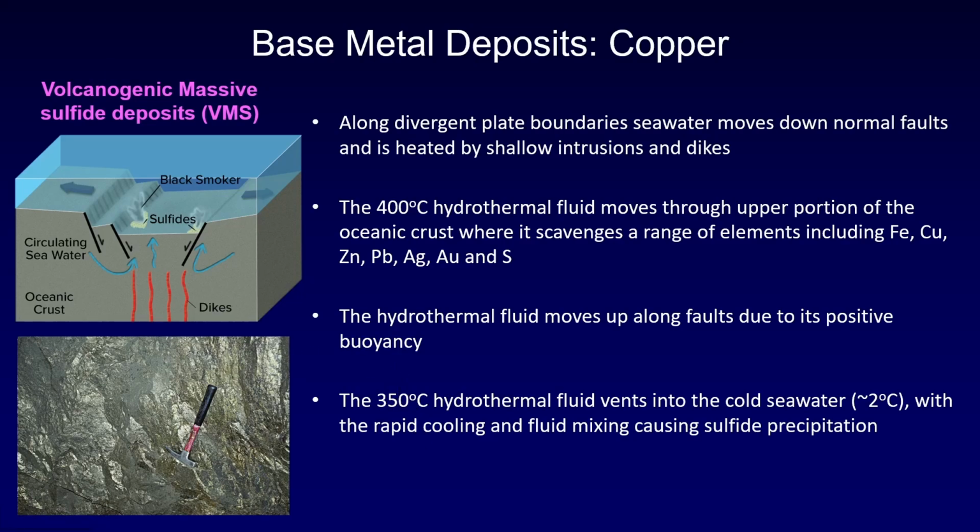And it's going to come in contact with seawater that has a temperature of approximately 2 Celsius. So between the two fluids, you have a difference of about 348 Celsius. So this is a very significant temperature change. And so because of this, the hydrothermal fluid very rapidly cools and you have fluid mixing taking place. And because of this, it encourages the sulfides to exit the hydrothermal fluid and precipitate onto the seafloor.